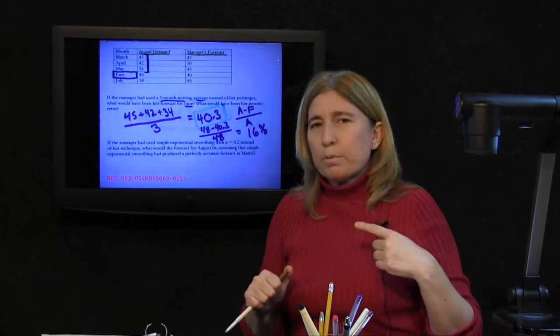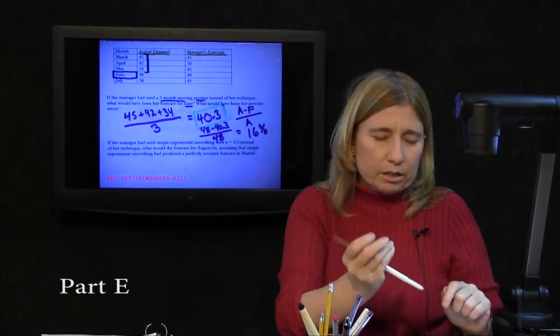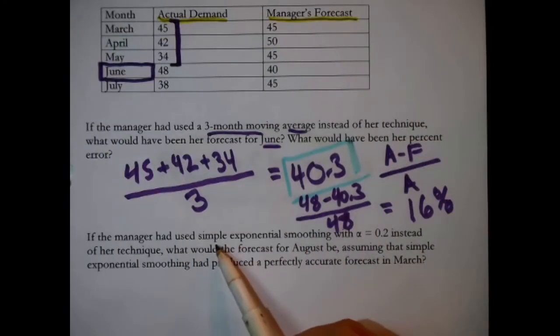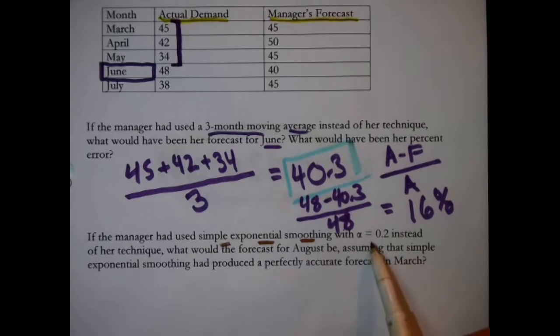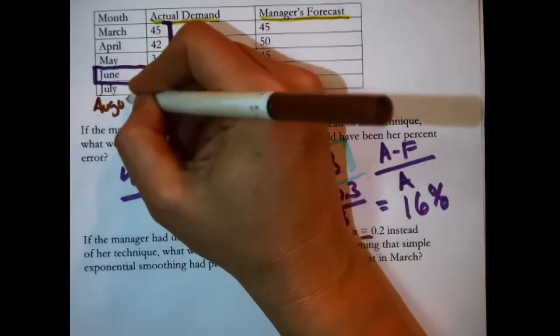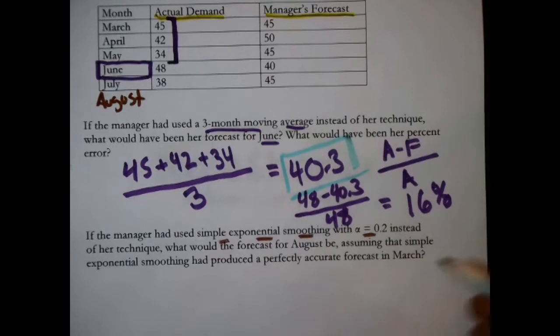The second part of this problem looks like we ought to be able to work at that quick, but take a closer look at it. If the manager used simple exponential smoothing with an alpha of 0.2 instead of her technique, what would the forecast for August be? All right, now I'm just making a note to myself again. What are we trying to forecast? Now we're trying to forecast a new month. All right, fine. Assuming that simple exponential smoothing did produce a perfectly accurate forecast in March.